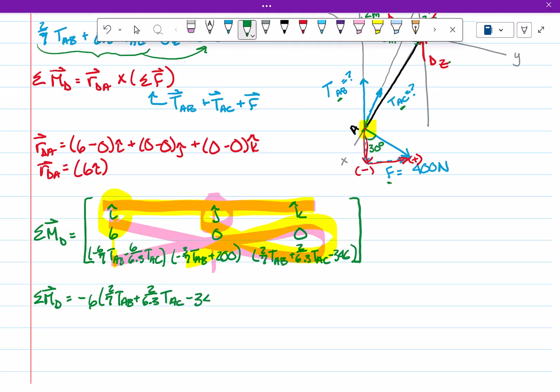Now, when we look at k, again, we don't consider that, we don't consider that, we just have 6. So the second part of that is also going to cancel out because we have 0. This one is positive, so this should be plus 6 times negative 3/7 TAB plus 200. And of course, this one is k. That should be equal to 0.